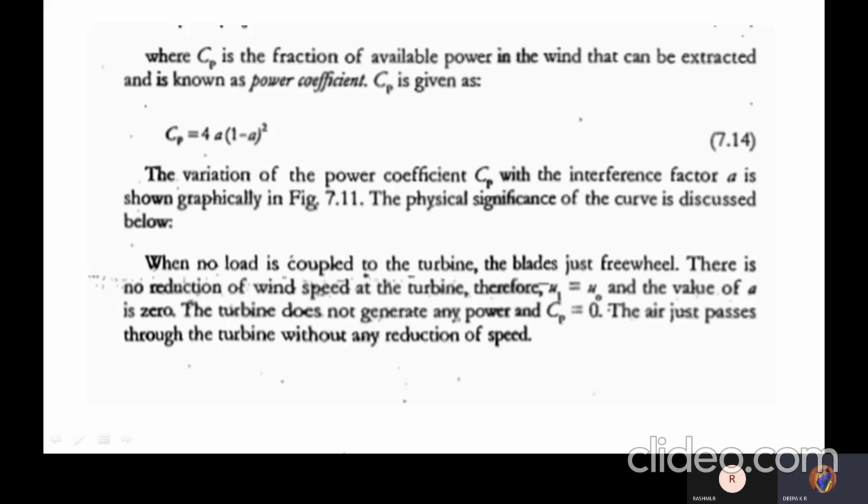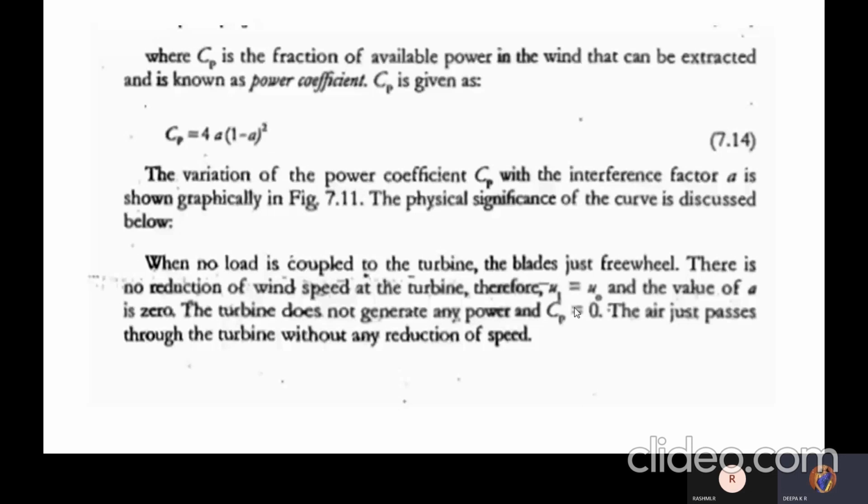So you say that U1 is equal to U naught, and the value of A, which gives the fractional change in the system, will be 0. The turbine does not generate any power, so CP is equal to 0, and air just passes through the turbine without any reduction of speed. If CP is 0, the air passes as it is without affecting the speed of the system.